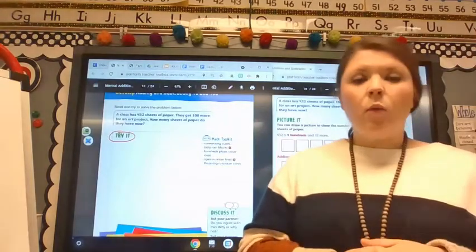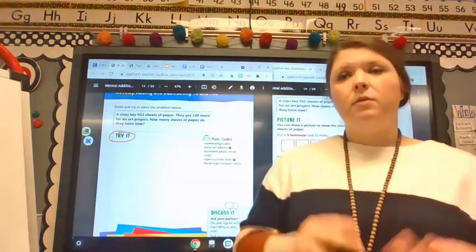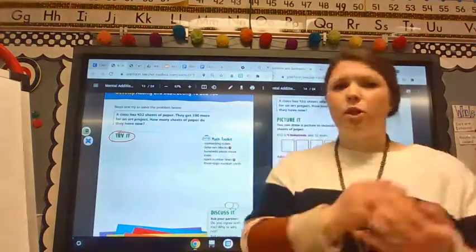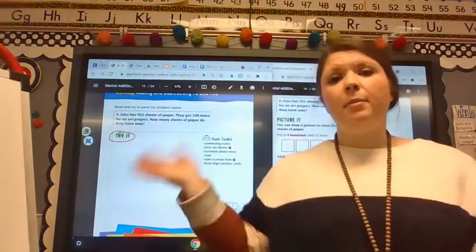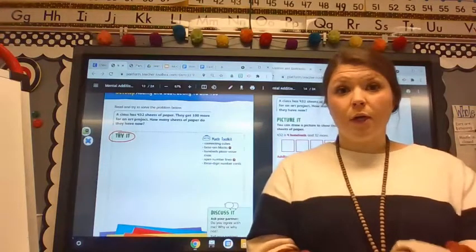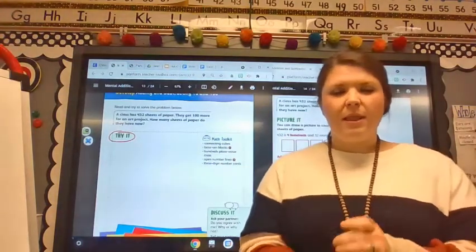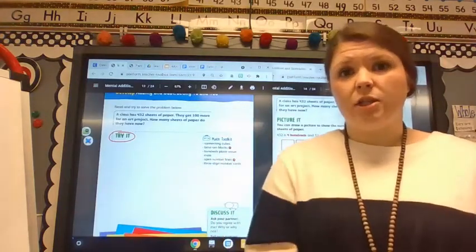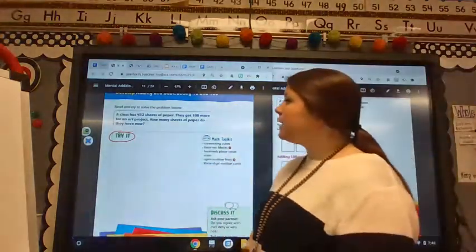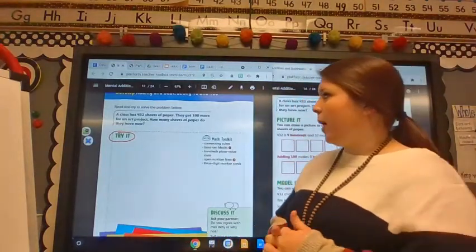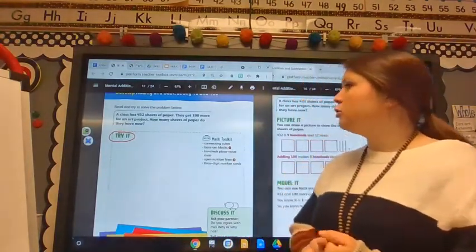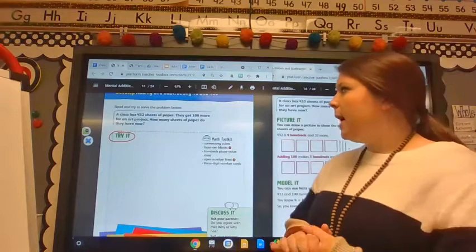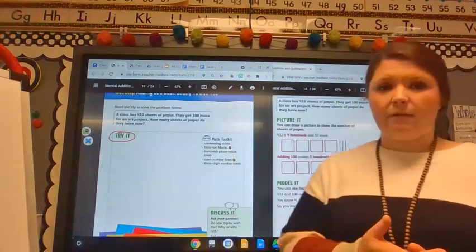All right? So we know that the class has 432 pieces of paper, but somebody gives them 100 more for an art project, don't they? Let's read it again, this time seeing what it is that our question is asking us. A class has 432 sheets of paper. They get 100 more for an art project. How many sheets of paper do they have now?